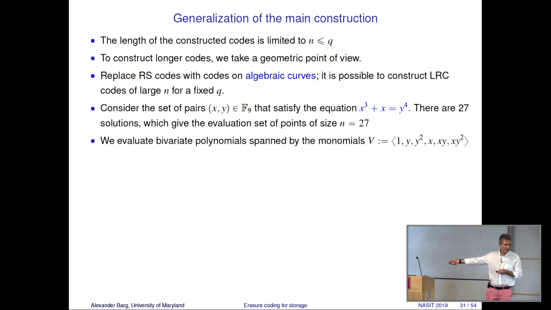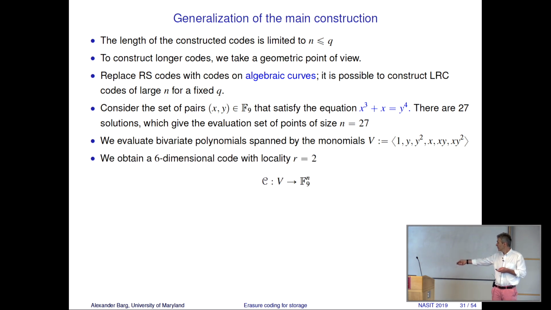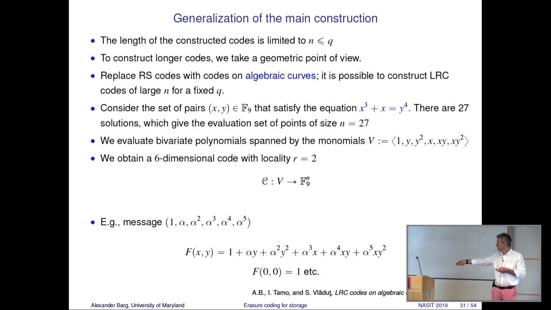Let us span our set of polynomials by the following polynomial basis. Let us evaluate. For instance, this is the message, this is my polynomial, the coefficients for the basis. We evaluate the polynomial at the pairs that satisfy that equation, and we get a code of length 27. If you are familiar with that, that is the construction of evaluation codes on what they call Hermitian curves. The affine part of the Hermitian curve is precisely the set of points that satisfy the equation of this type. We can construct long codes, therefore.